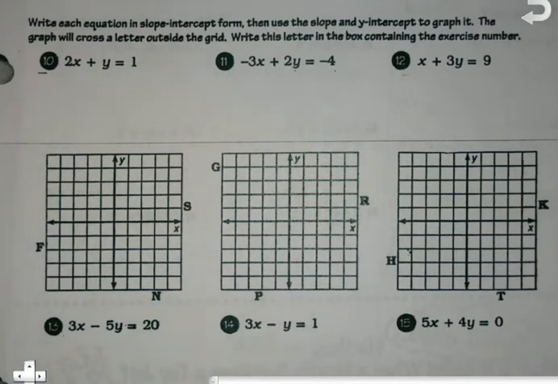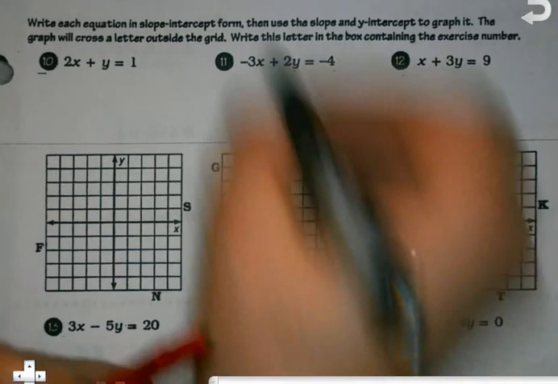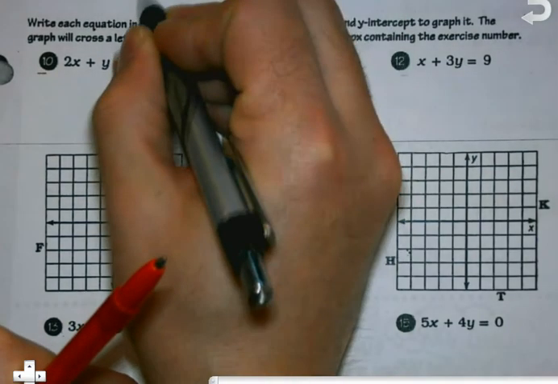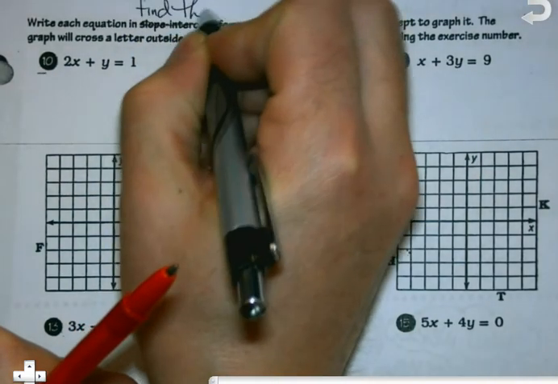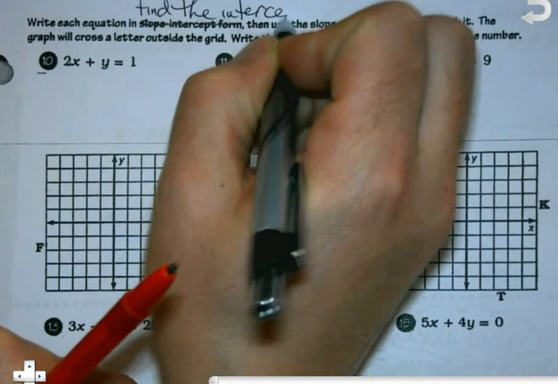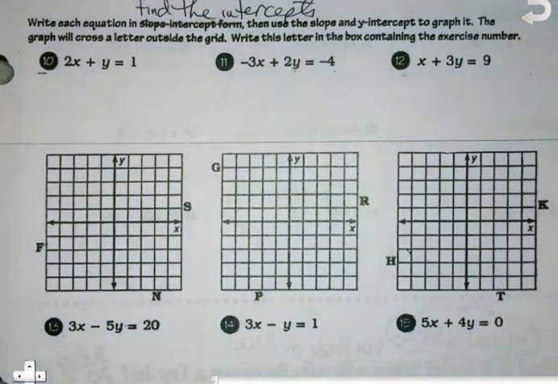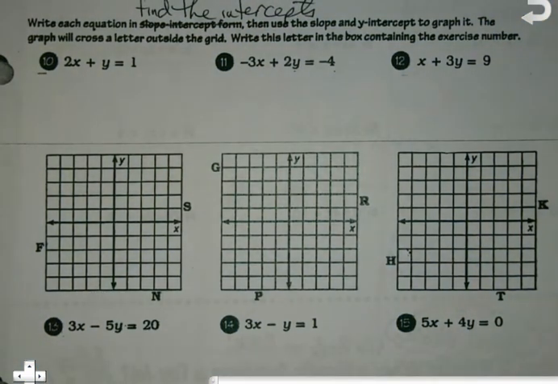Now, we're going to change the directions though, because this says, write it in slope-intercept form. No, we are going to find the intercepts. We're going to keep doing what we've been doing. Now, here's how this is going to work. I want to take a look at 10, maybe we'll do 11 too here.